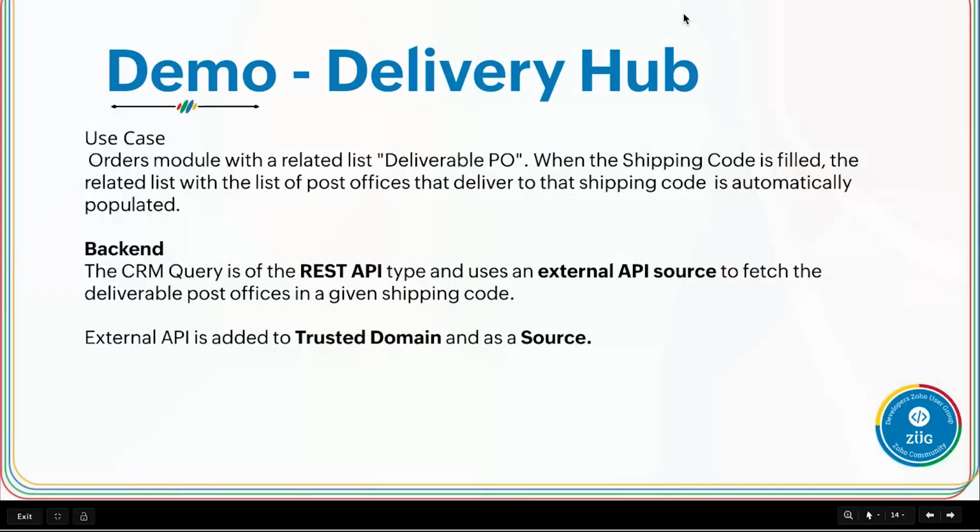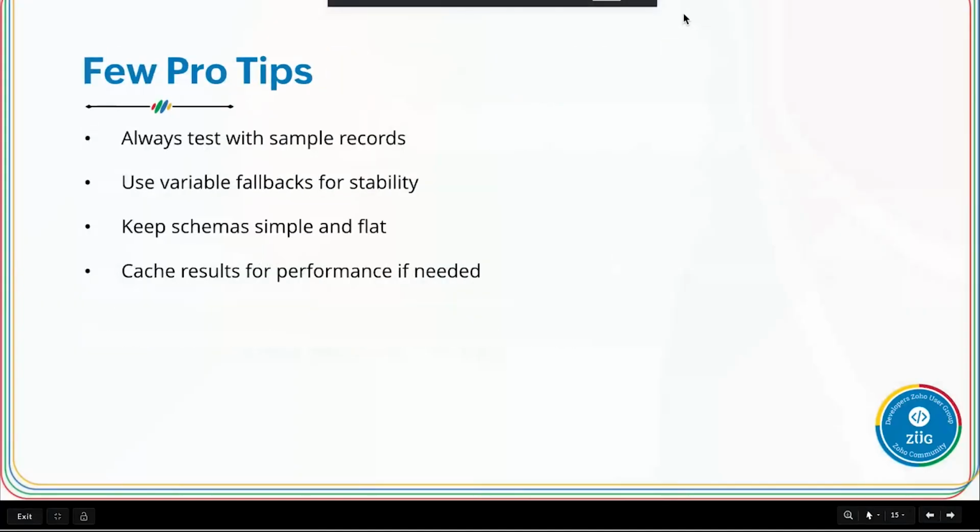A few tips when you're using queries: always test with sample records, which many of you already know. You can use variable fallbacks to test the stability of the query. It is always recommended to keep the schemas simple and flat. You can also cache results for performance if needed.